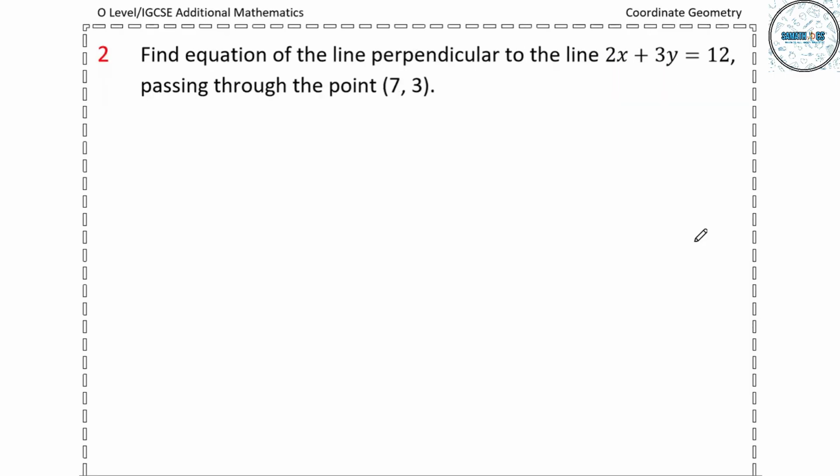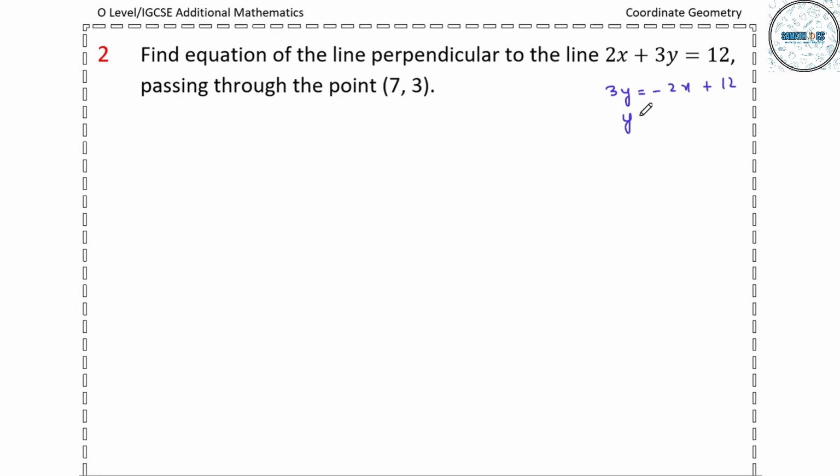Now we have to find the equation of the line perpendicular to the line 2x plus 3y is equal to 12 passing through the point 7 comma 3. If the lines are perpendicular to each other, their gradients are negative reciprocal to each other. So first of all, we will take out the gradient of this line so that we can take the negative reciprocal of this to find the equation of the line perpendicular to this. So 3y is equal to minus 2x plus 12.